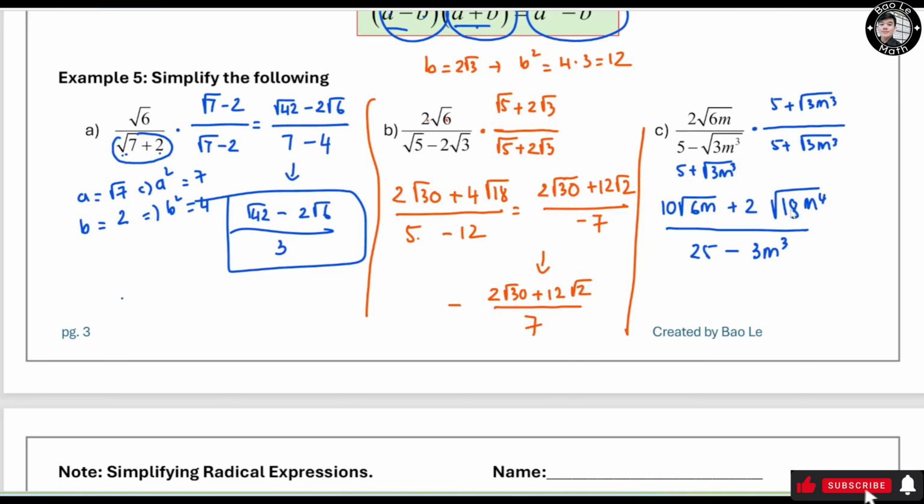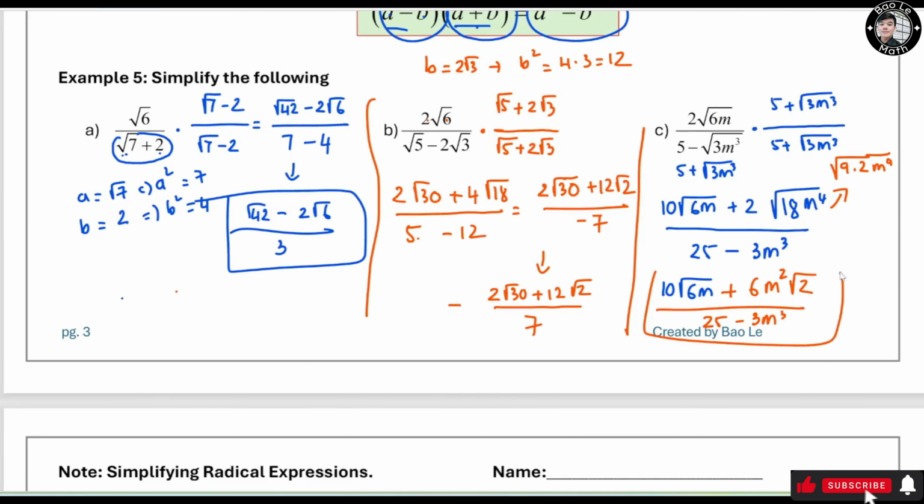Now we can simplify the numerator. It's going to be 10 root 6m. Now this guy right here can be written as root 9 times 2 times m to the 4, right? Bring 9 outside, it becomes 3. 3 times 2 is 6, right? So plus 6. Root m to the 4 is going to be m squared, right? And we have root 2 left right here, right? Over 25 minus 3m cubed. This one is the final answer.